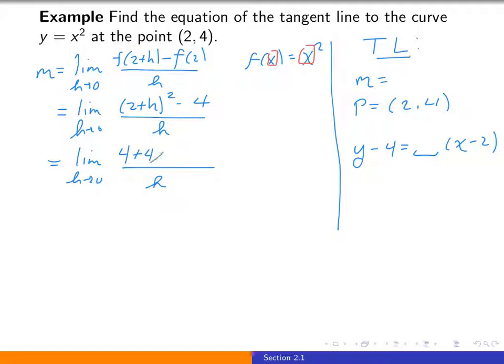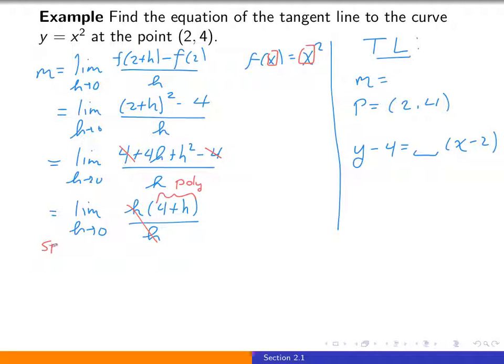4 plus 4h plus h squared, and then we have the minus 4. 4 minus 4 cancels. Left over in the top are 2 terms. Each of those terms involves an h, so pull that out. Now the h in the top and the bottom cancel. And in terms of h, what we are left with is a polynomial. So we can use this familiar substitution property that tells us to simply plug in the value h equals 0. So 4 plus 0 equals 4.